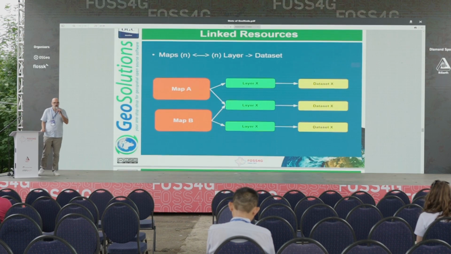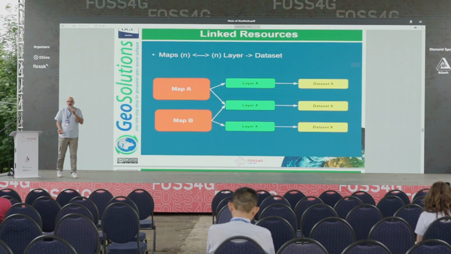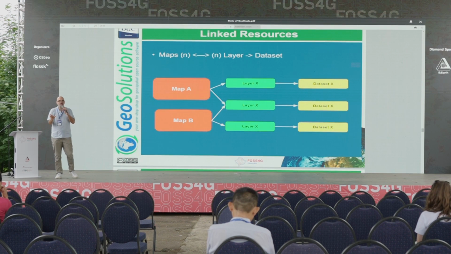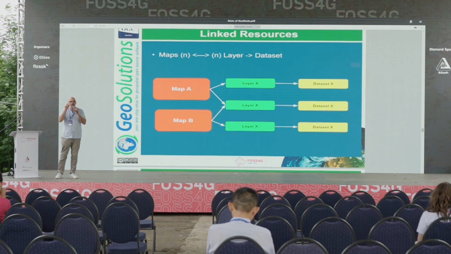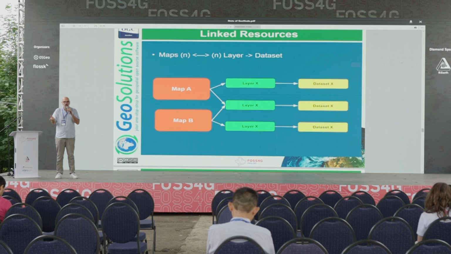Then, link the resources. Now we have a way to visualize links between maps, datasets, and documents. A dataset can be used as a layer in multiple maps. A map can use multiple datasets. A document can link to multiple layers or to multiple maps. Okay, so these relationships were still available in GeoNode 4, but there was no way to see them. So now we brought them back.